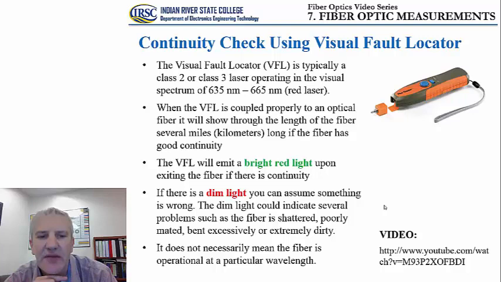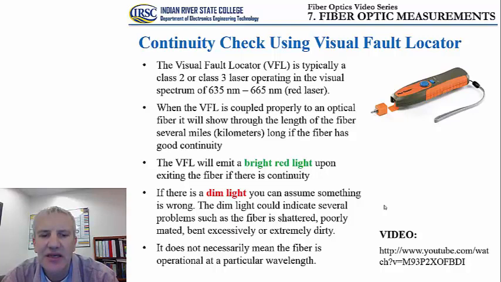So the red light is going to go from one side where you connected the visual fault locator all the way to the other side of the optical fiber, as long as the length of the optical fiber will not result in a loss that would completely kill the light being propagated through it. If we are dealing with a dim light at the other end of the optical fiber, we can assume something is wrong, because the dim light may indicate several problems, such as the fiber being shattered, poorly mated, bent excessively, or extremely dirty. It's important to understand that this is a basic test.